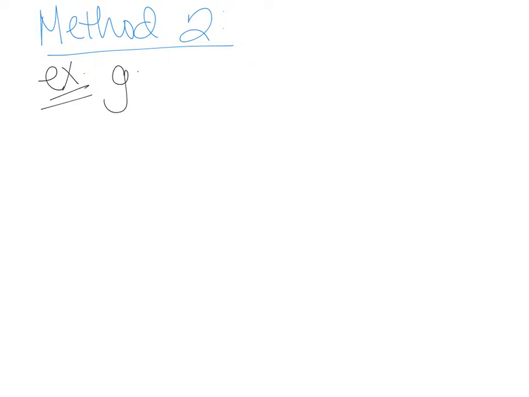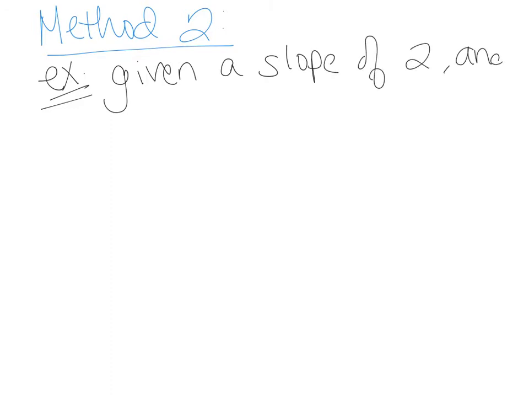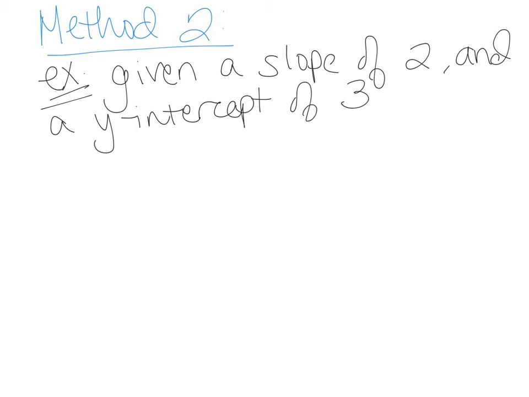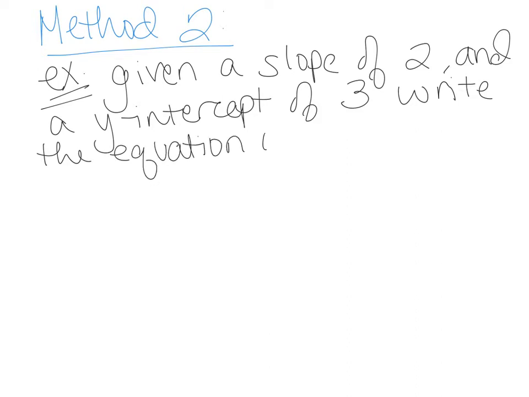Example. Given a slope of 2 and a y-intercept of 3, write the equation of a line. Okay, so go ahead and finish copying this down. Given a slope of 2 and a y-intercept of 3, write the equation of a line.